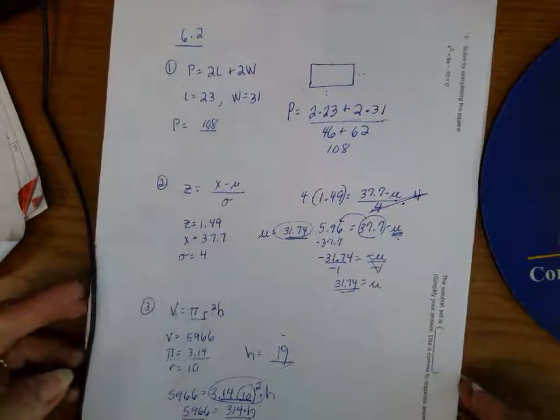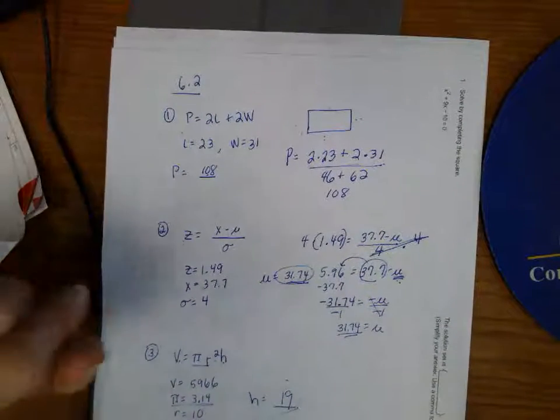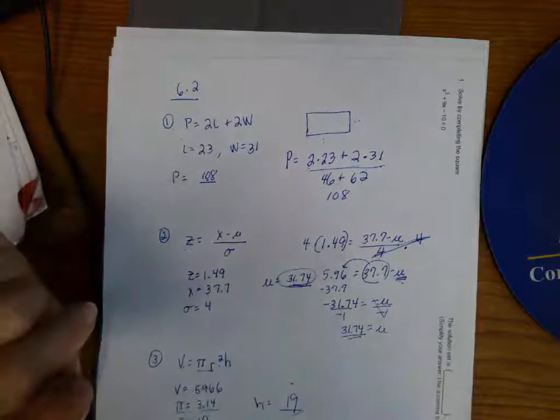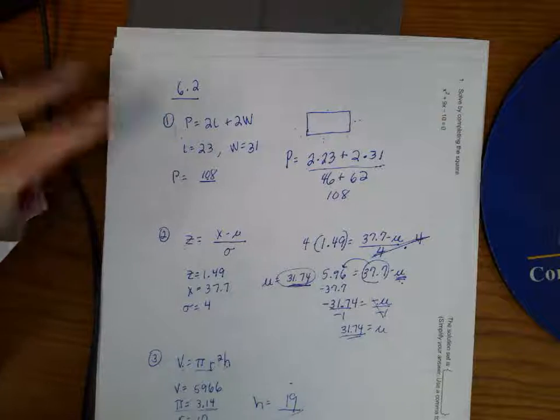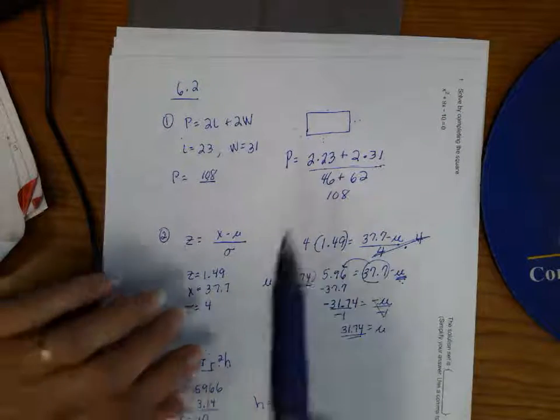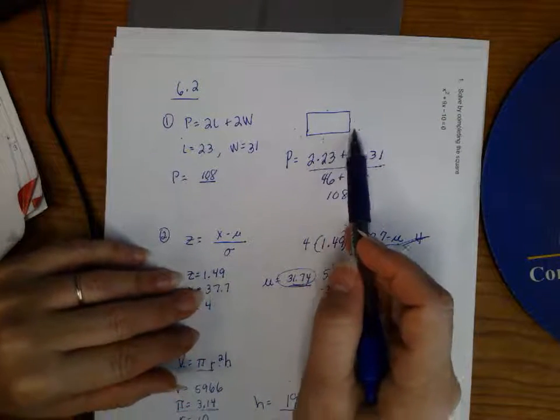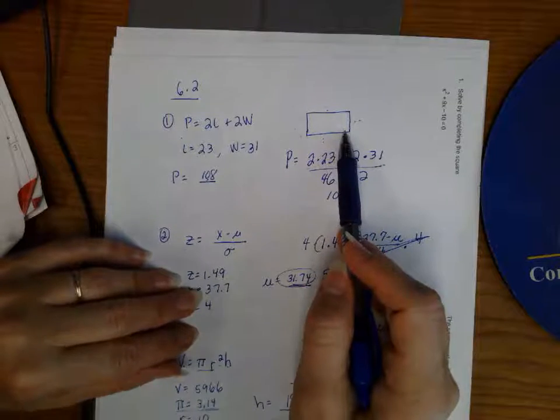All right, so we're going to look at some of your sample problems from section 6.2 where we're using the formulas. Starting with number 1, we have the perimeter of a rectangle formula. You don't have to know that necessarily to do this section, but you might enjoy knowing a little more about it and how we're going to use it later.